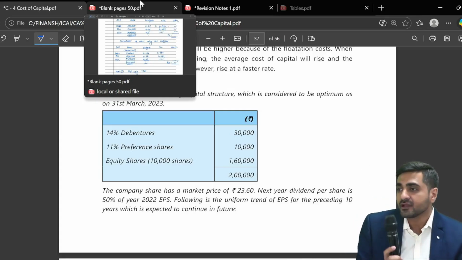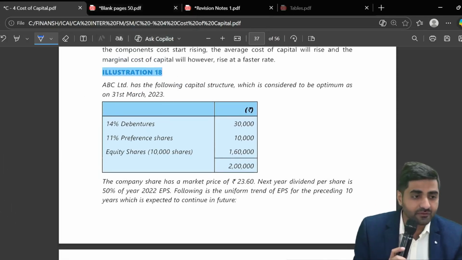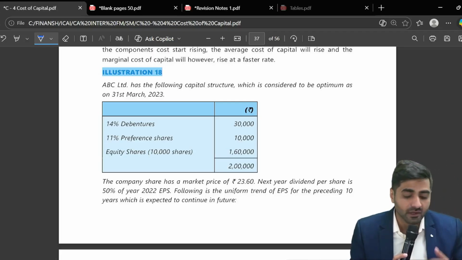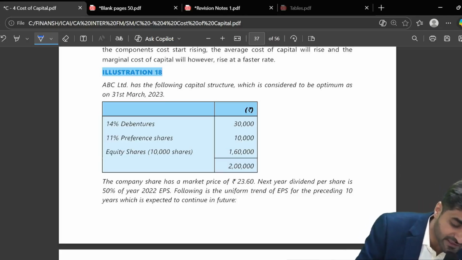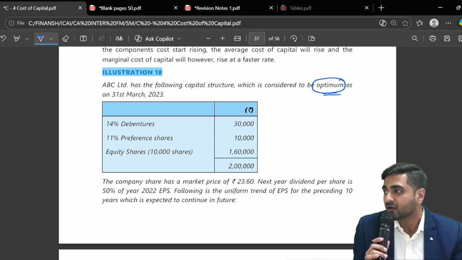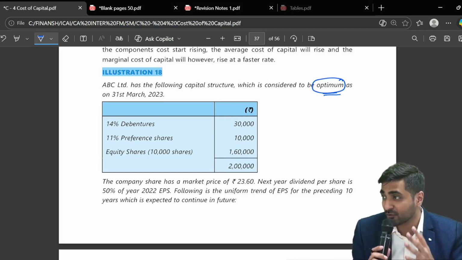Okay. Now, what is going to happen in your question number 18? Pay attention to this. Very, very important. ABC has the following structure which is considered to be optimum. Whenever you see the word optimum, for this particular question you have to use a very different approach. Now, what is this optimum word?